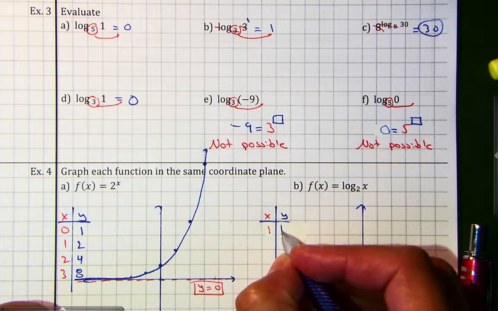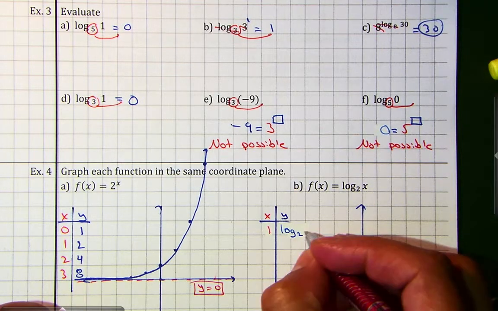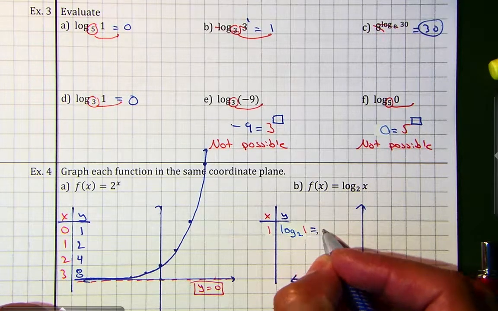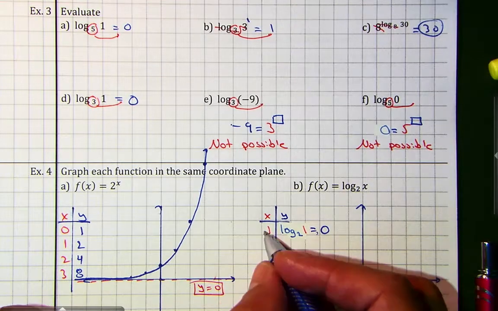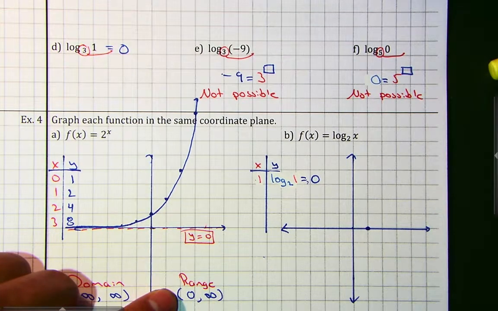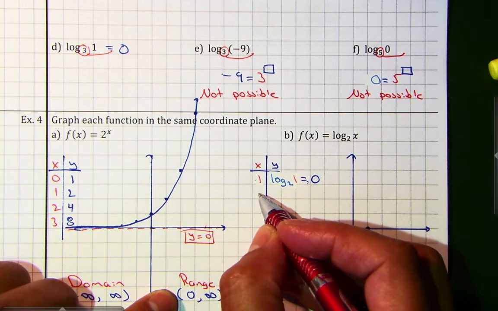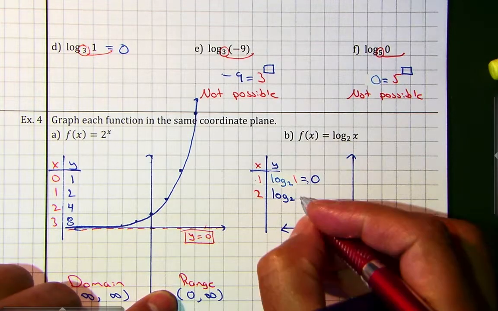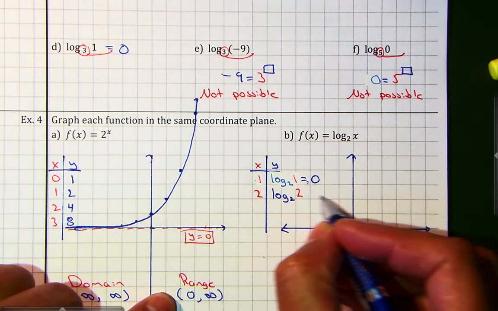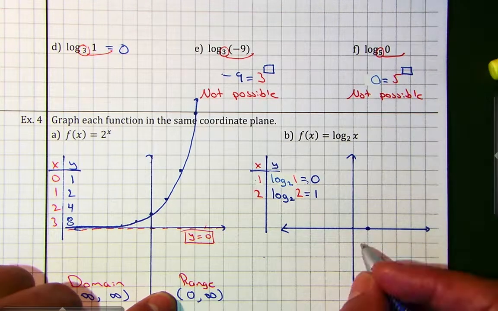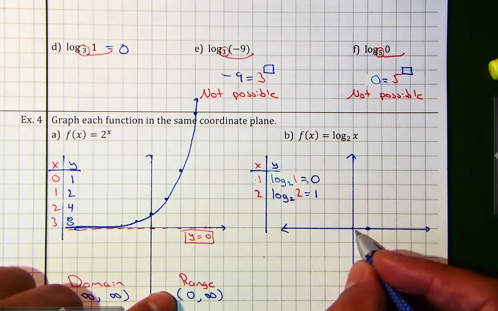And we have the log base 2 of 1. 2 to what exponent gives me 1? 2 to the 0 power. So my first point will be 1, 0. Now, I'm going to plug in a 2. Log base 2 of 2. 2 to what exponent gives me 2? 1. So plugging in a 2 gives me 1.